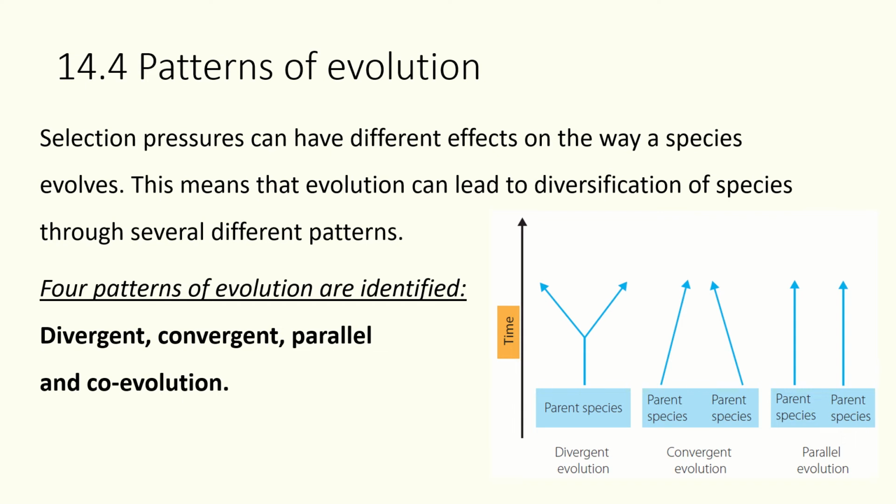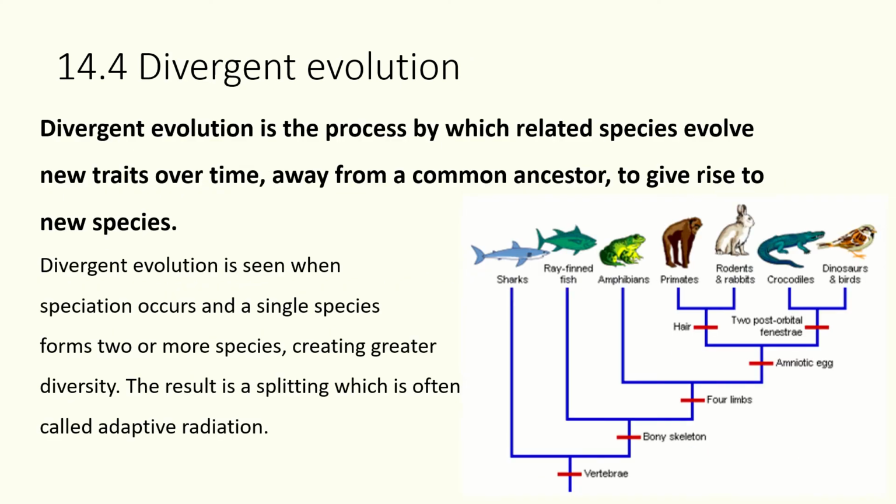And as we've learned in the past, we know that selection pressures have different effects on different organisms, leading to different types of microevolutionary changes. Those different microevolutionary changes are leading to different speciation patterns, and those different speciation events and patterns are effectively leading to these four overarching patterns of evolution: divergent, convergent, and parallel and coevolution.